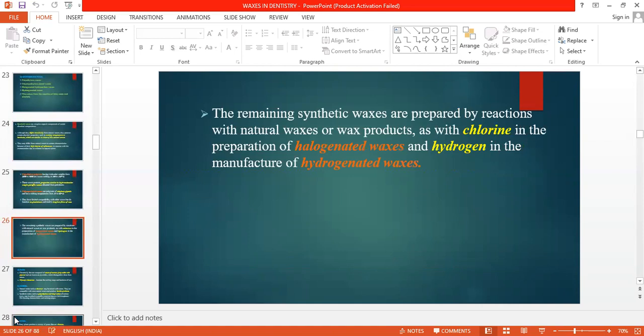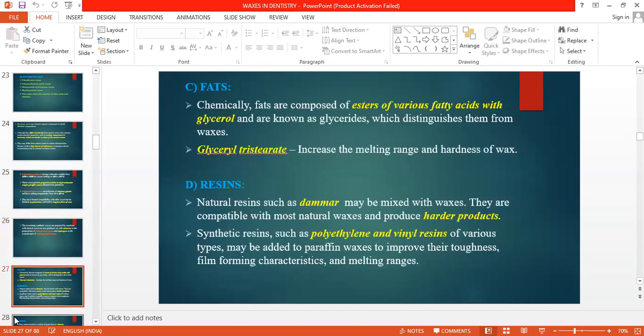Next one is hydrogenated and halogenated wax. Hydrogenated wax means hydrogen gas is used in the manufacture of hydrogenated wax, and in halogenated wax, chlorine is used in the preparation. Fats are composed of esters of various fatty acids with glycerol and are also known as glycerides. Then resins: there are two types, natural and synthetic resins. Natural resins such as gum dammar, and synthetic resins such as polyethylene and vinyl resin.